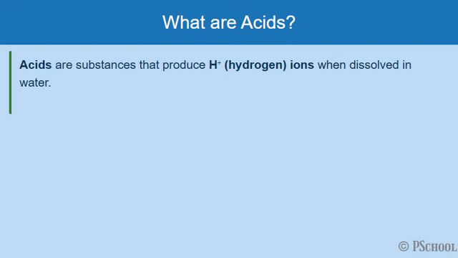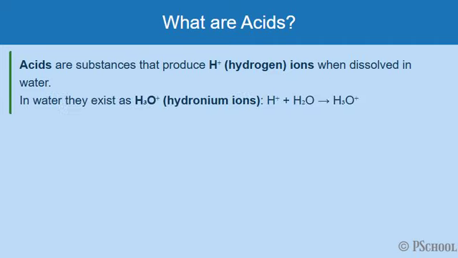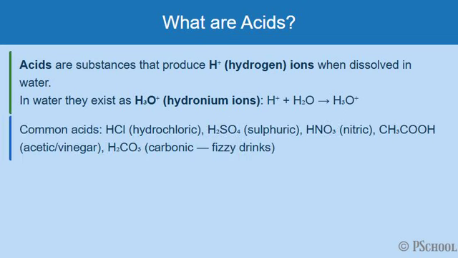Acids are substances that produce H+, or hydrogen ions, when dissolved in water. In water they exist as H3O+, called hydronium ions. Common laboratory acids include hydrochloric acid, sulfuric acid, nitric acid, acetic acid in vinegar, and carbonic acid in fizzy drinks.